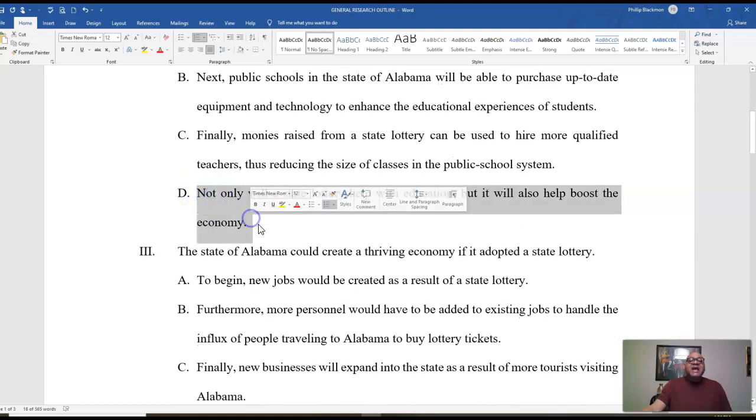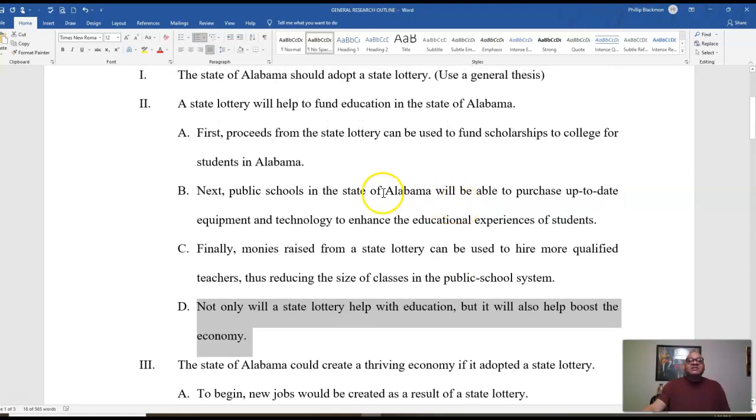D is not a supporting statement. I'm going to say that 2 more times. D is not a supporting statement. Third time. D is not a supporting statement. What is D? D is the concluding sentence for this section.